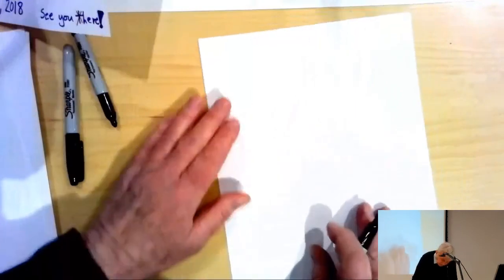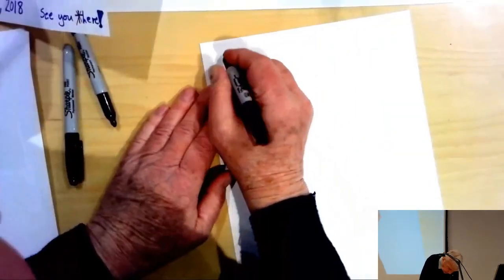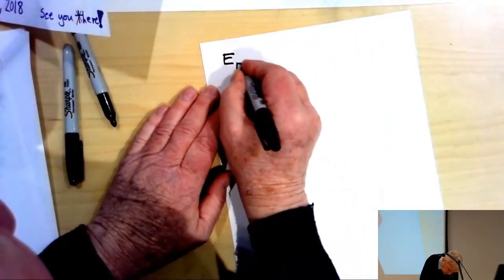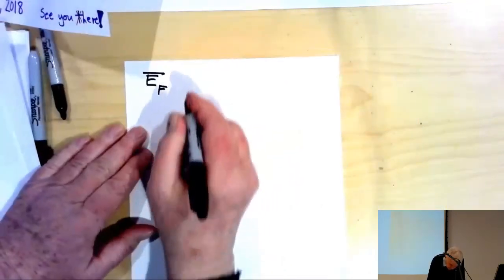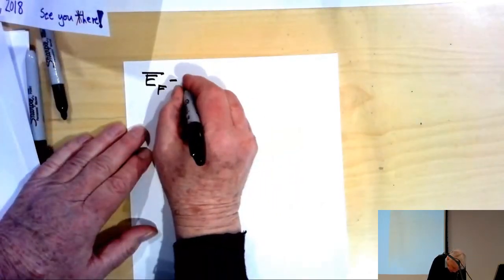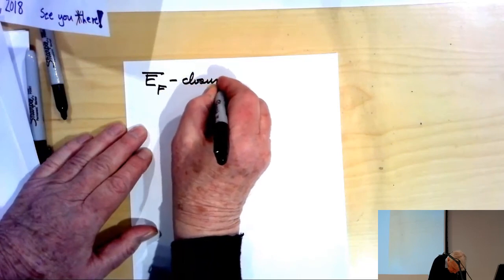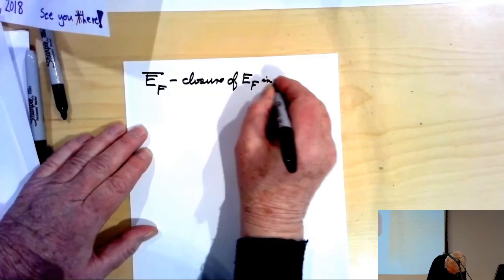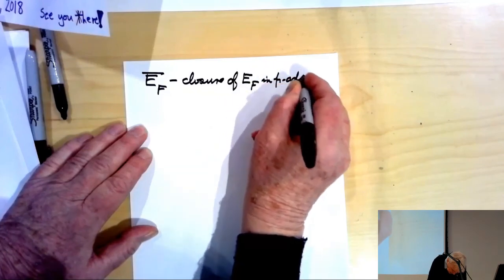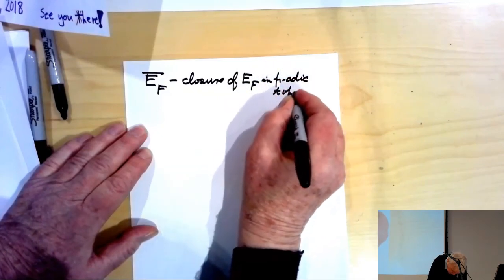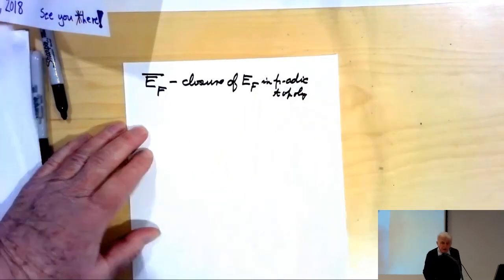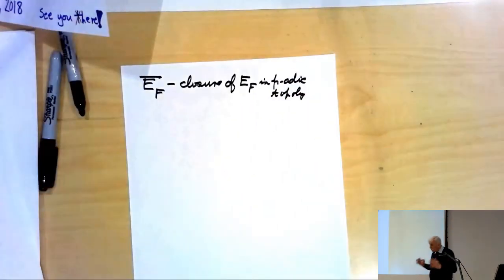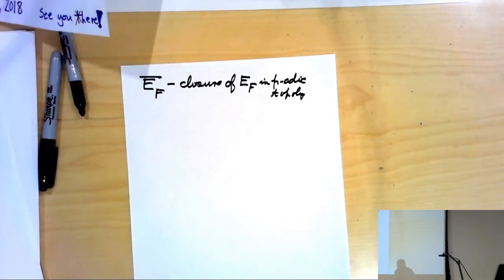I will finish in just 1 minute. And so then I can take what I'll call EF bar, which is the closure of EF in the p-adic topology, of the image of EF in here. So in other words, it's, if you like, the ZP module generated by the image of EF.